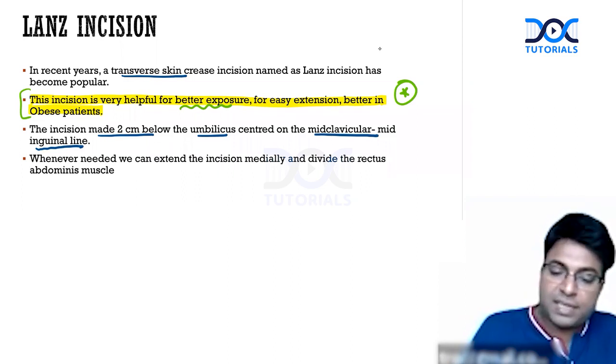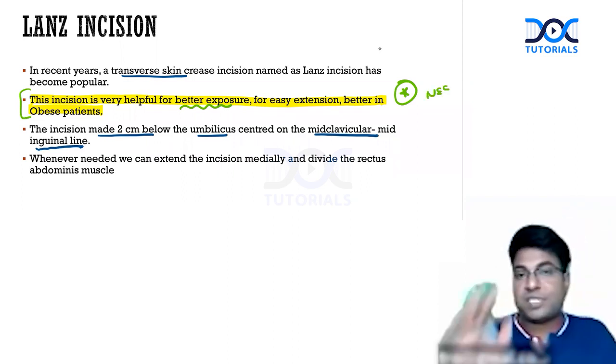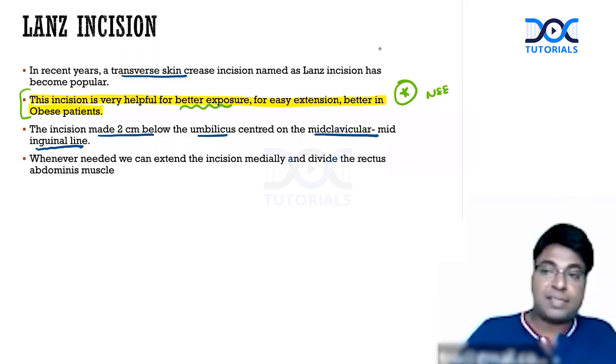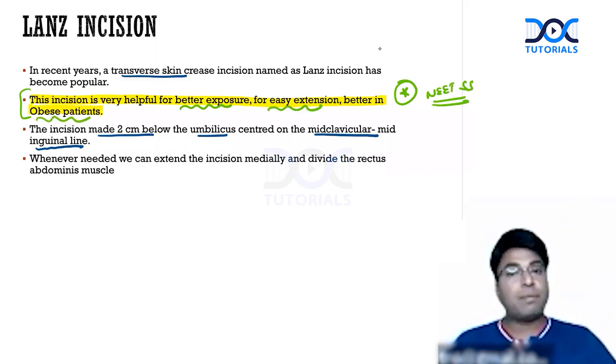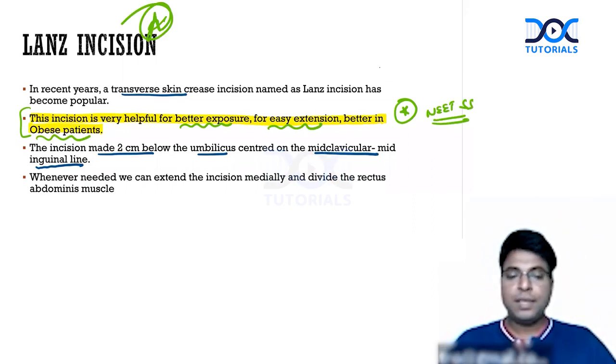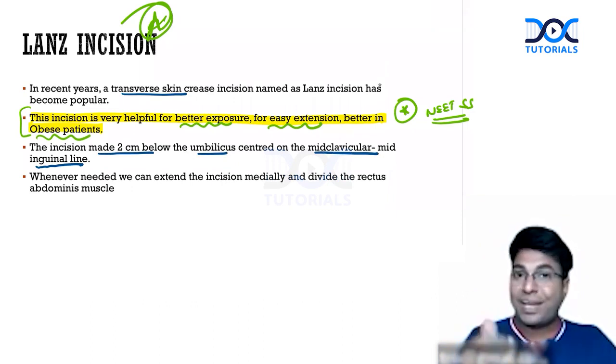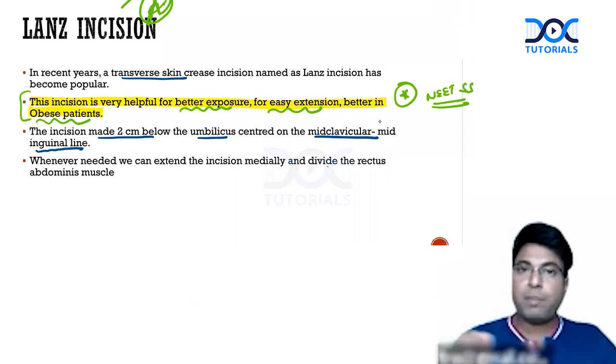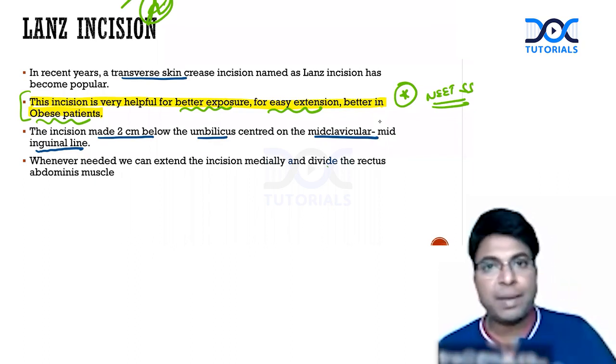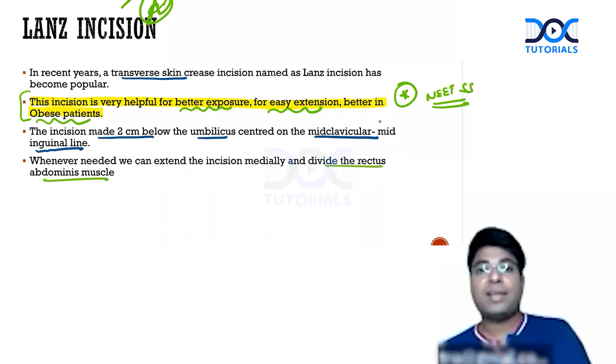For easy extension, better exposure, and obese patient, which is best, the answer is Lane's. It is a line from Bailey and Love. Never miss this line. In a Lane's incision extension, we can divide the rectus abdominis also, so that we'll get a good exposure. If there is a problem towards the medial side, if a Meckel's diverticulum is present or something else, we can extend the Lane's incision and deliver the Meckel's also. So that's an advantage of this.